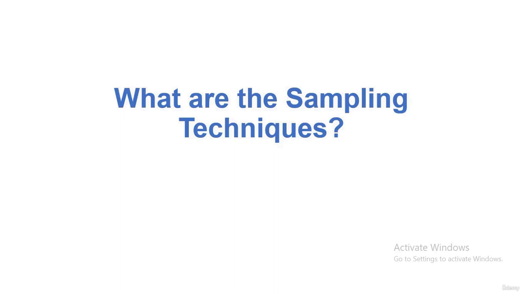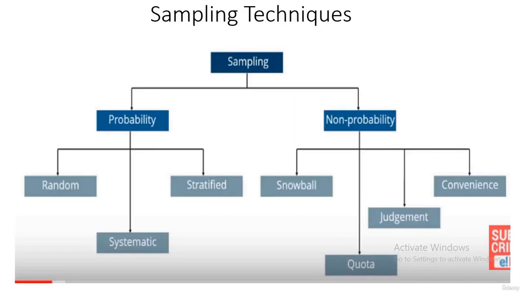Okay, now what are the sampling techniques you need to follow? The sampling techniques can be mainly probability or non-probability. We'll focus more on the probability, that is random, stratified, and systematic. Though there are non-probability also like snowball, quota, judgment, and convenience, but we'll focus on the probability.